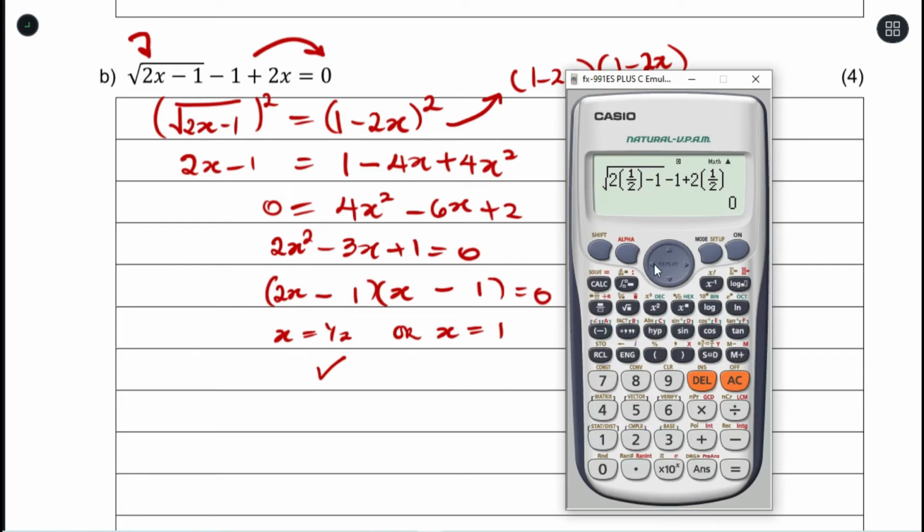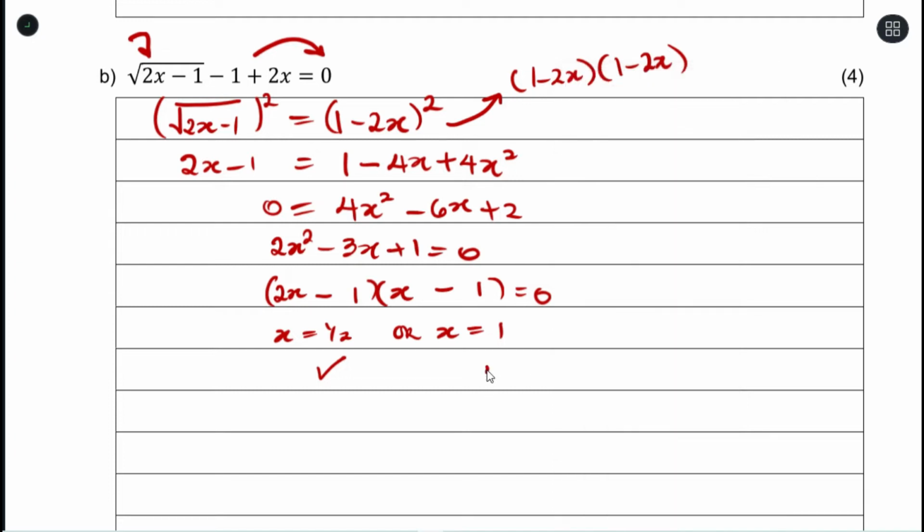But now we need to try for the second. Let's substitute one instead. So I'm going to replace that with one. I'm also going to replace that with one. Now the problem is that this doesn't give you zero, it gives you two. So we will say this is not applicable, or you could just say x is not equal to 1. So this is our only answer. x is equal to a half. That's it.